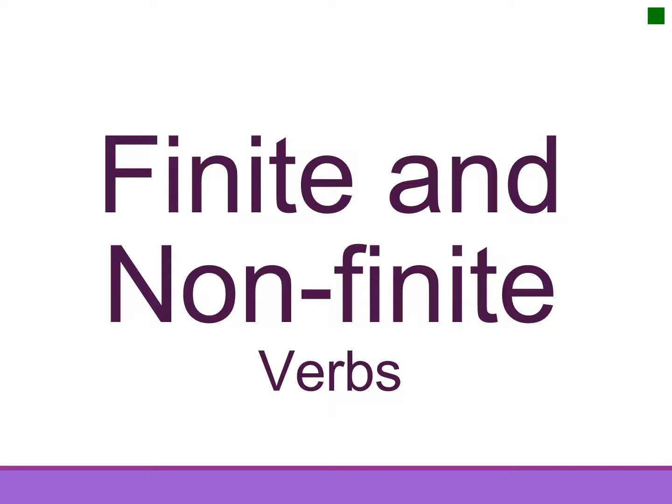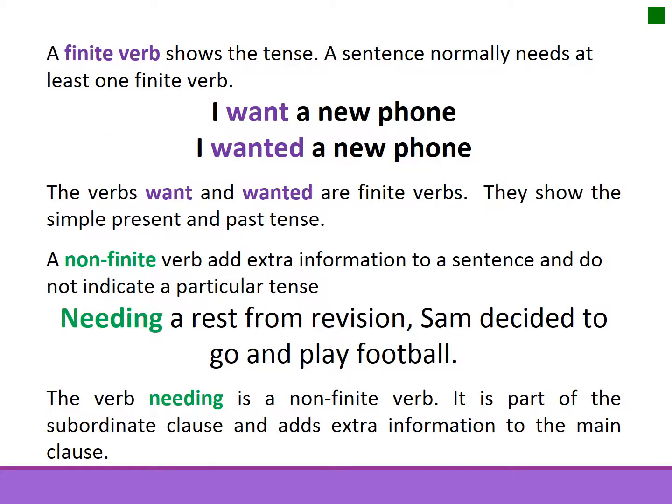Finite and non-finite verbs. A finite verb shows the tense. A sentence normally needs at least one finite verb. I want a new phone. I wanted a new phone. The verbs want and wanted are finite verbs. They show the tense. They show the simple present and past tense. I want a new phone is the simple present. I wanted a new phone is the past.